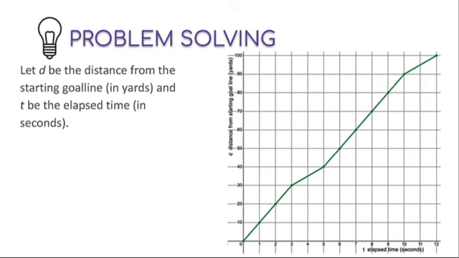I start off by defining the variables. Let D be the distance from the starting goal line in yards, and T be the elapsed time in seconds. I create the graph with T, elapsed time in seconds, on the horizontal axis, and D, the distance from the starting goal line in yards, on the vertical axis. We know he starts at (0, 0), and when he's done, 12 seconds later, he's traveled 100 yards. From the times in the video, we know that he travels about 10 yards per second for most of the run, but for part of the run, in two different places, it takes him 2 seconds to go the 10 yards. So the graph reflects that.